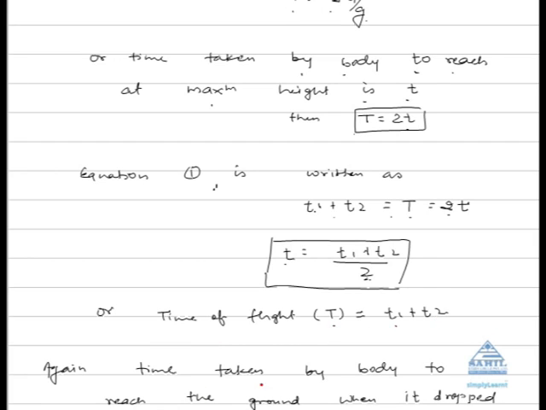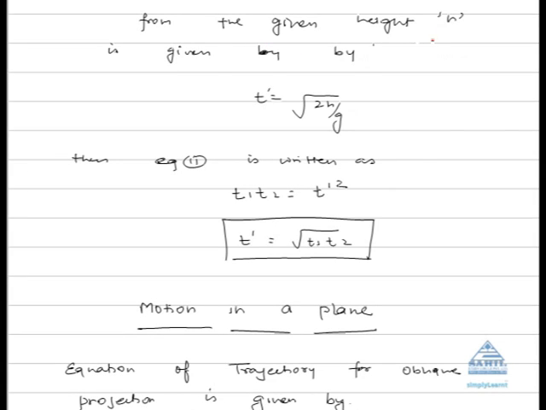Again, the time taken by the body to reach the ground when it is dropped from the given height h is given by t is equal to under root 2h upon g. This equation is very much familiar, because when a body is dropped from a given height, the equation is h is equal to ut plus half gt square, where u is equal to 0, which means t is equal to under root 2h by g. Means the equation is again written as t1 t2 is equal to t dash square, means t dash is equal to under root t1 t2.